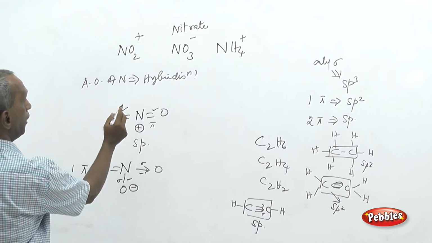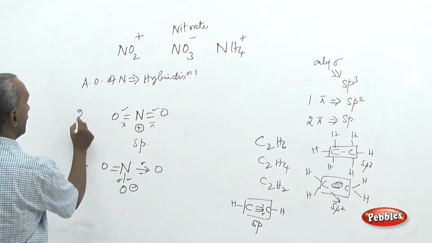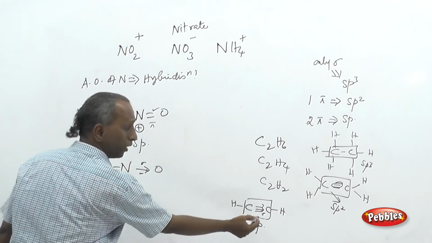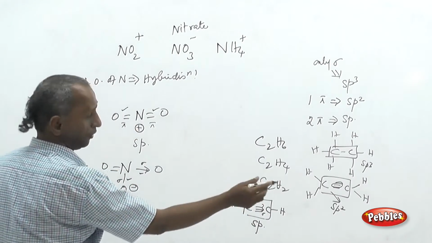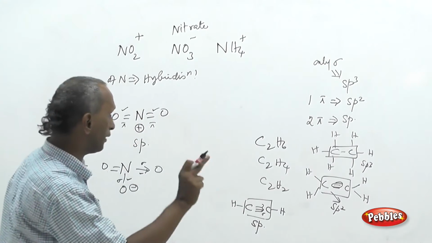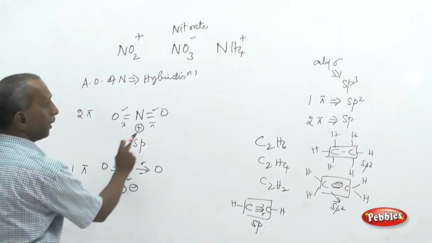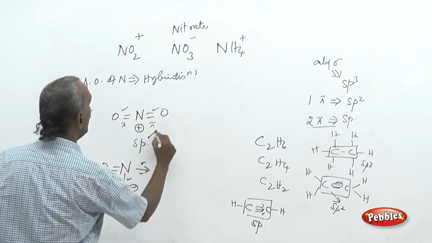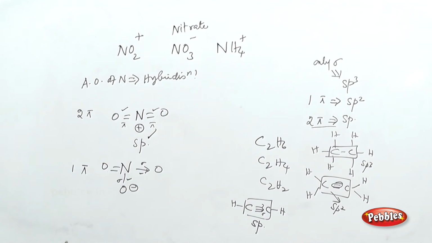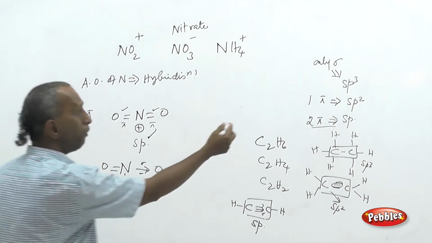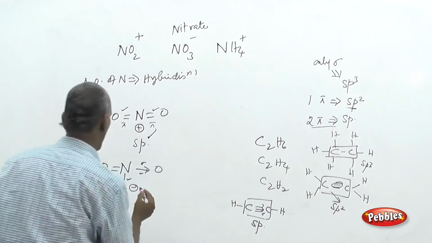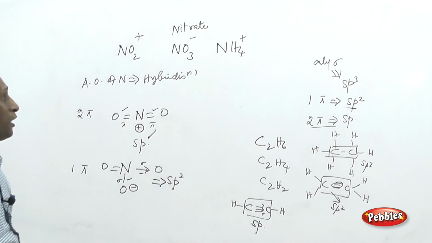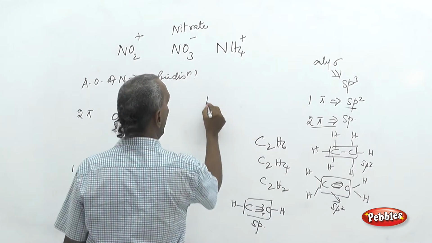Already we have seen that the NO2 plus nitrosyl cation contains two pi bonds. Acetylene also contains 2 pi bonds. It may be a triple bonded system, but the number of pi bonds is only 2. So 2 pi bonds means the hybridization is sp. So sp hybridization for the nitrosyl cation, whereas only 1 pi bond means sp2 hybridization. So for the nitrate anion, the hybridization is sp2. It is easy to remember.